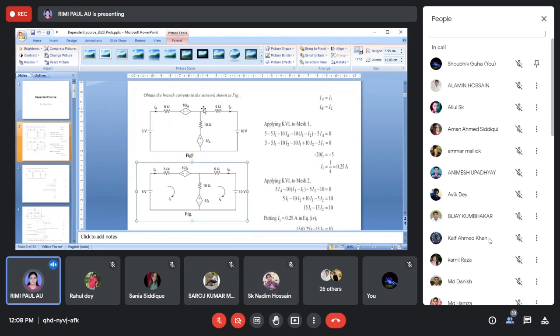Okay, first tell me the nodal equation. Suppose I want to find out node voltage V, then what would be the equation? -5 plus 5IA plus 10IB... wait a minute. Start again, say it fresh. -5 plus 5IA plus 10IB plus 10IA minus 10IB, so IA minus IB plus 5IA is equal to 0.